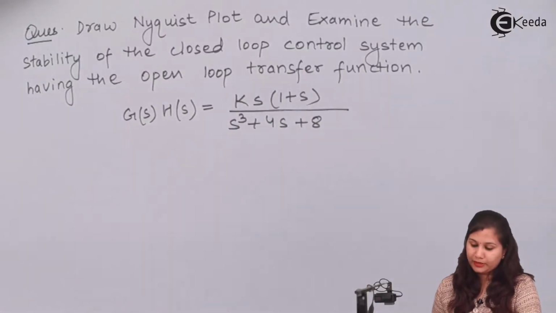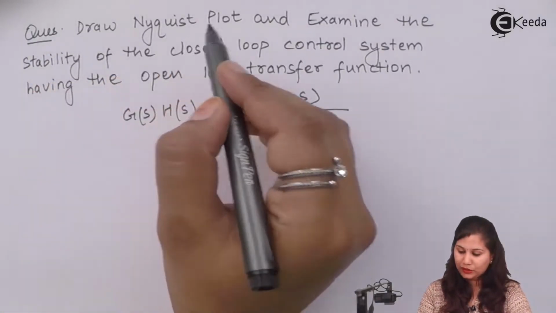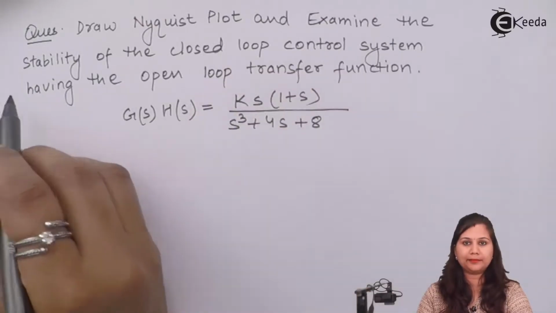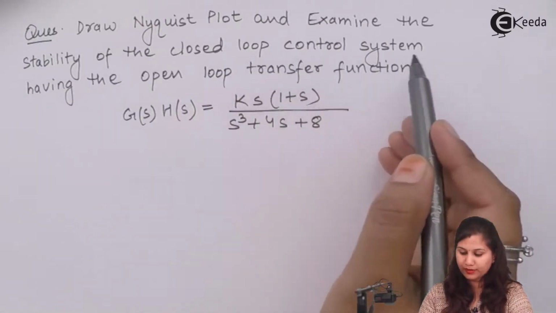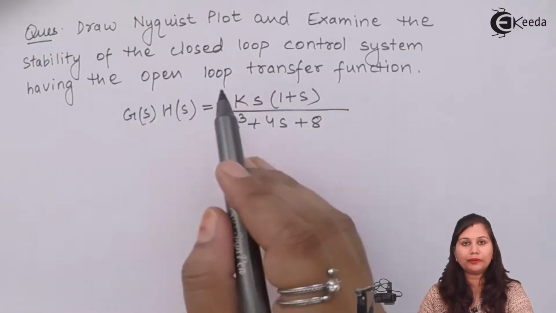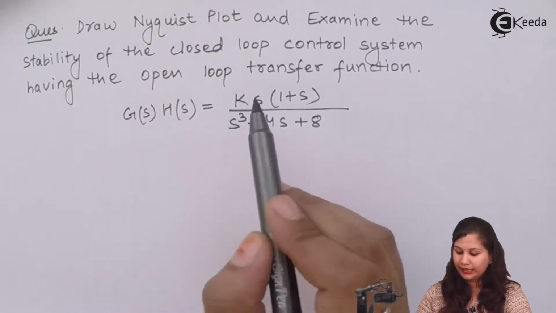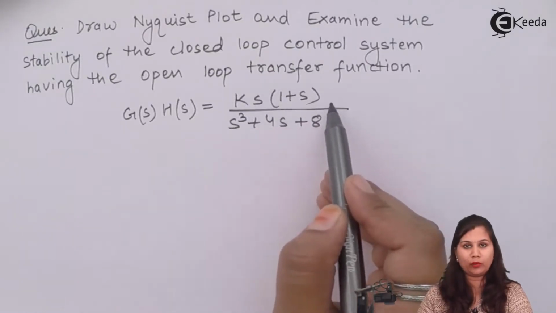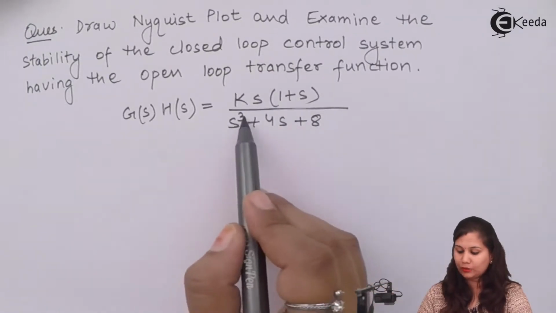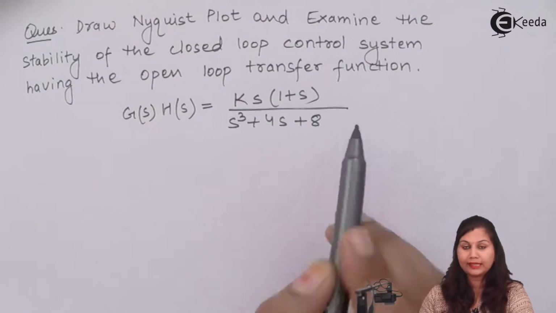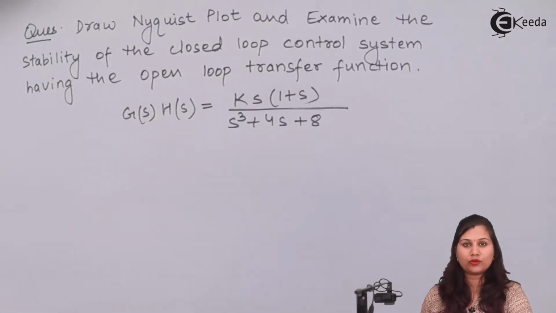So our problem is, we have to draw the Nyquist plot and examine the stability of the closed loop control system, which has the open loop transfer function G(s)H(s) equals K(1 + s) upon s cubed plus 4s plus 8. So let's try to solve this problem.